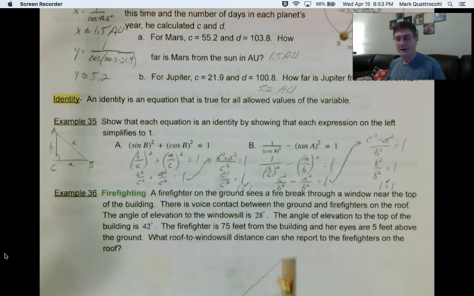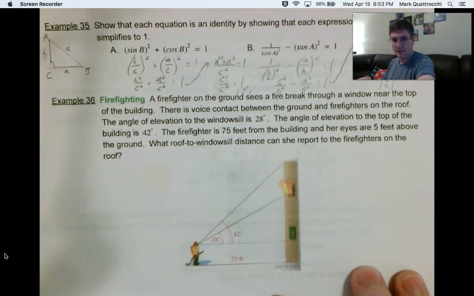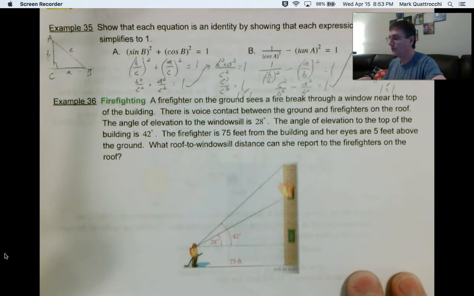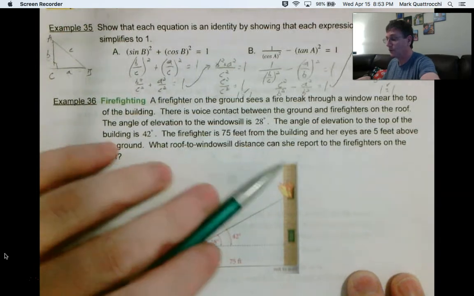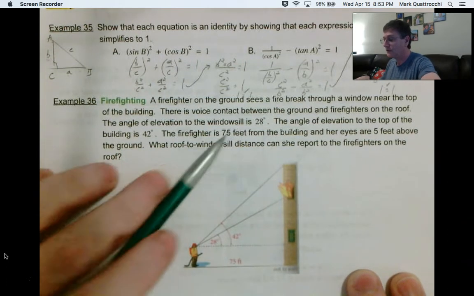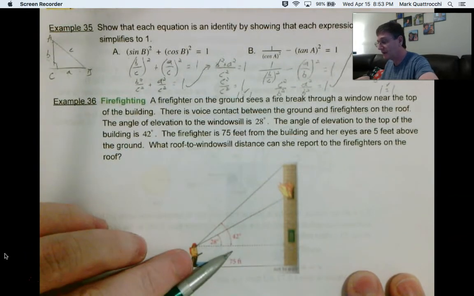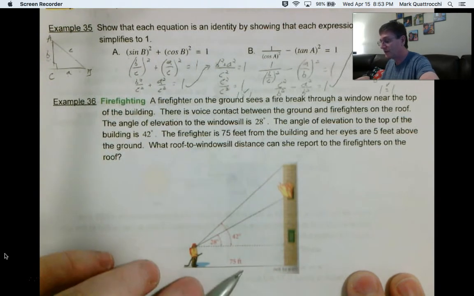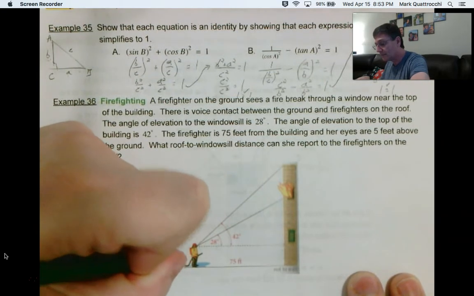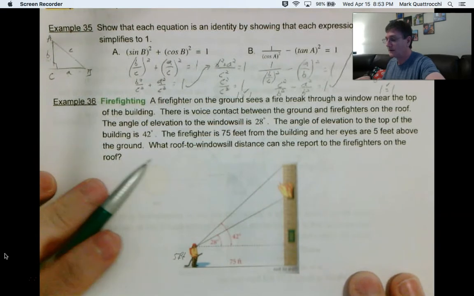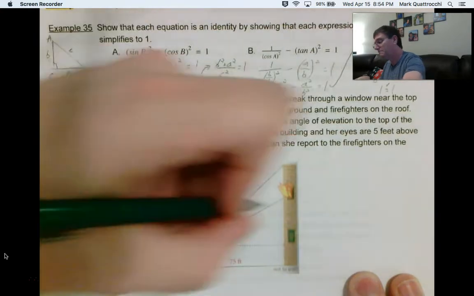Both are identities. Example 36. A firefighter on the ground sees a fire break out through a window near the top of the building. There is voice contact between the ground and firefighters on the roof. The angle of elevation to the windowsill is 28 degrees. The angle of elevation to the top of the building is 42 degrees. The firefighter is standing 75 feet from the building. Her eyes are 5 feet off the ground. What is the roof to windowsill distance? What is this distance here? Call that D.